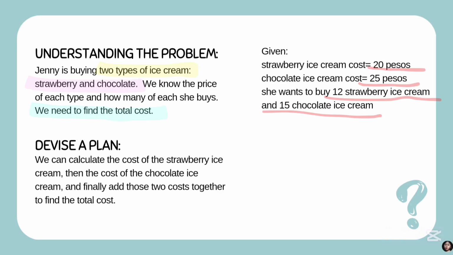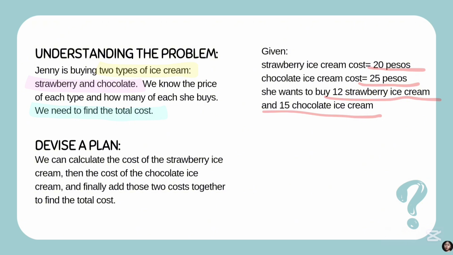Let us first understand the problem. So si Jenny daw, gusto niyang bumili ng 2 types ng ice cream, which is the strawberry ice cream and the chocolate ice cream. So alam naman natin na yung given, kung how much yung cost ng strawberry, how much yung cost ng chocolate, and kung ilan yung gusto niyang bilhin. So, we need to find the total cost.